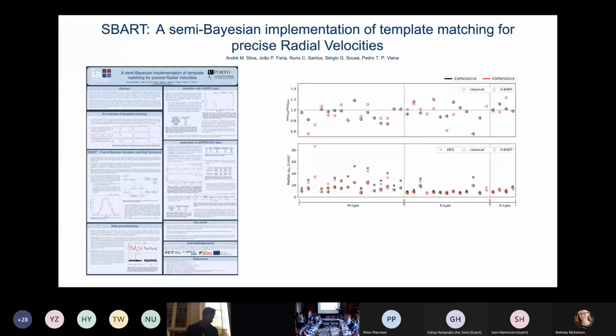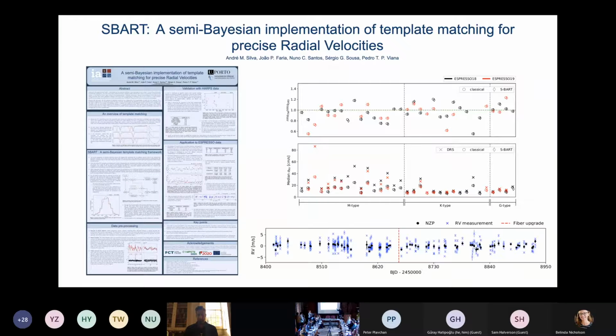In terms of median radial velocity uncertainty, we have that in the bottom panel, and, well, you can't really see much, but the median uncertainty given by the S-BART pipeline is smaller than the one from the CCF, especially in M-type stars, which is concurrent with other template matching pipelines. And for the last, we'll just change one more time.